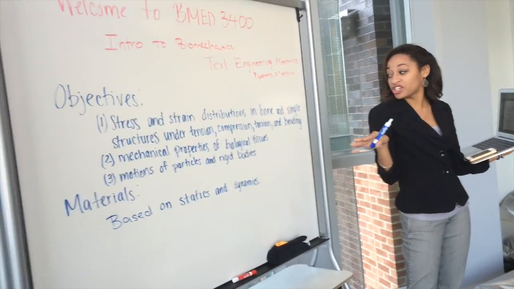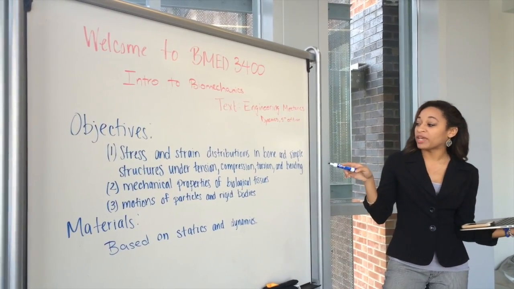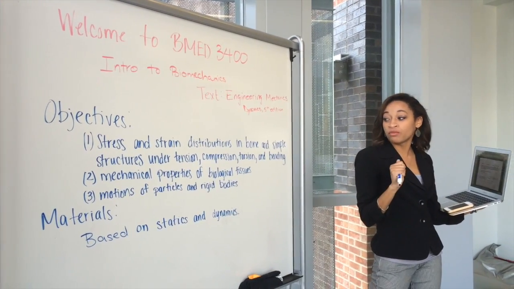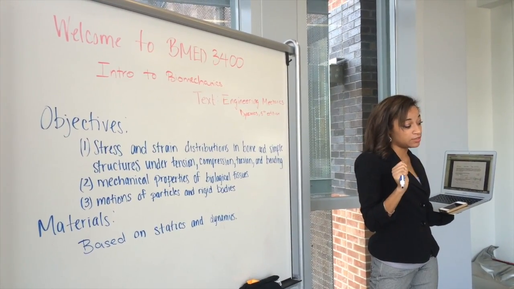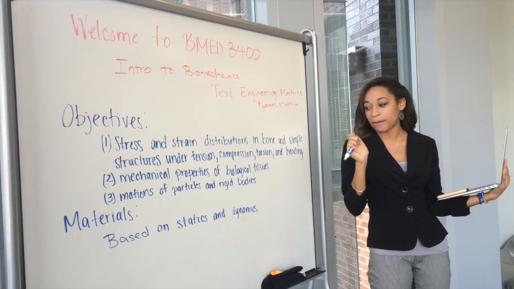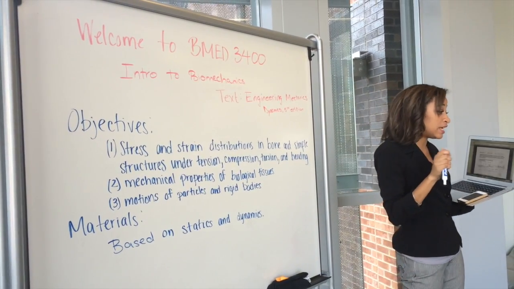Okay, so first and foremost, we are going to go over the stress and strain distributions in bone and simple structures under tension, compression, torsion, and bending. So we're working a lot with bone. We'll go over the mechanical properties of biological tissues, and then we'll also go over the motions of particles in rigid bodies. So those are the objectives. As far as materials, this class is going to be based on your statics and dynamics classes that you've taken previously.